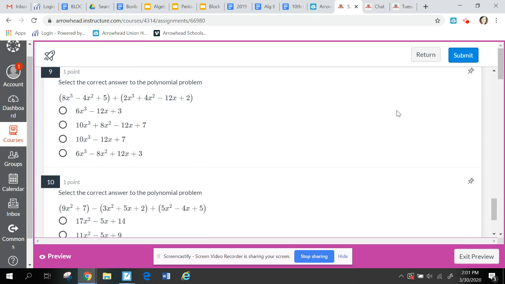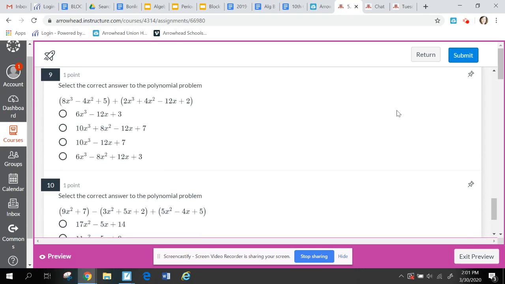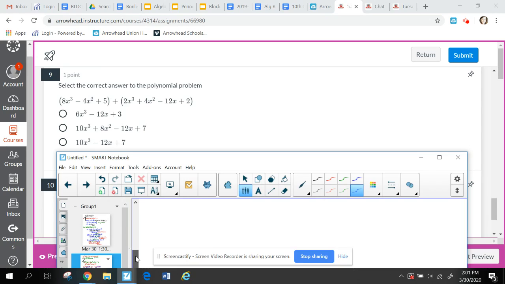Okay. Last questions then were multiple choice. Same thing, we want to actually solve these out. So the first one's addition, so that's not going to change the second parenthesis at all. So this is 8x to the third minus 4x squared plus 5. And now nothing's going to change in the second one because it's addition. So we still have 2x to the third plus 4x squared minus 12x plus 2.